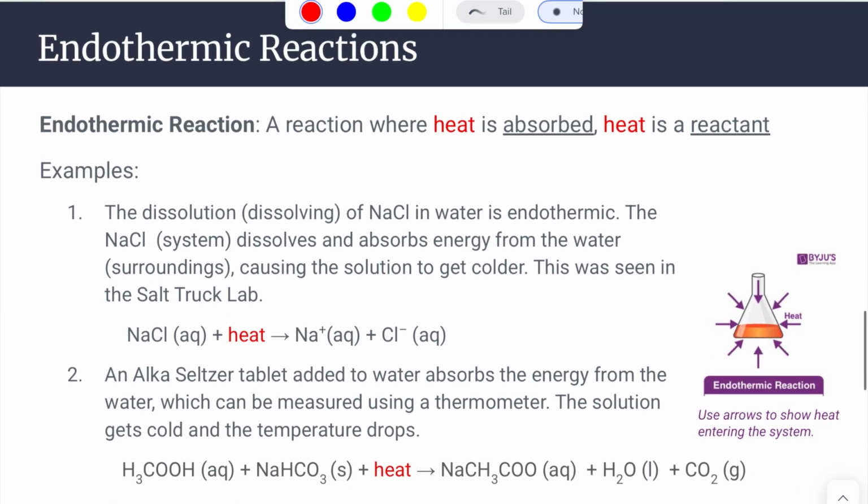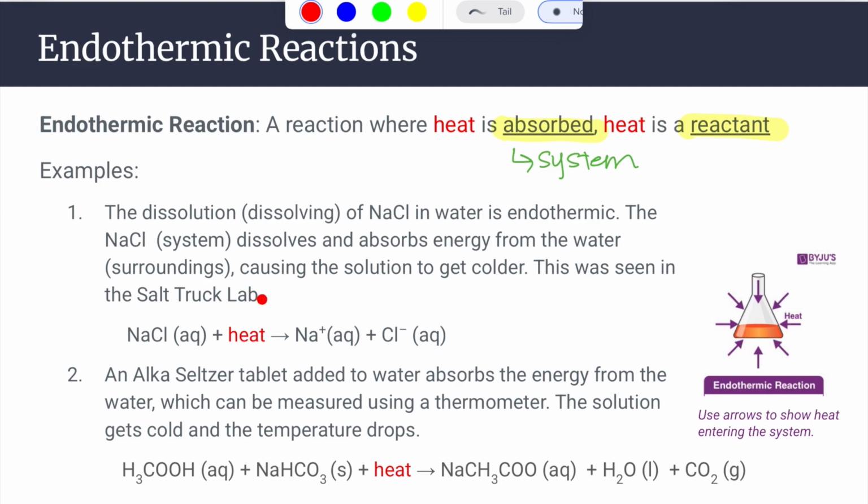Endothermic reactions then are the reverse, a reaction where heat is absorbed by the system. So it's kind of that substance that we're focusing on in that problem. And so heat would be a reactant. And so dissolving, or dissolution, is not always an exothermic reaction. Sodium chloride in water is an endothermic reaction. And so when that salt, which we would define as a system, that solid sodium chloride, dissolves, energy is absorbed from the water, which is the surroundings, causing the solution to get colder.